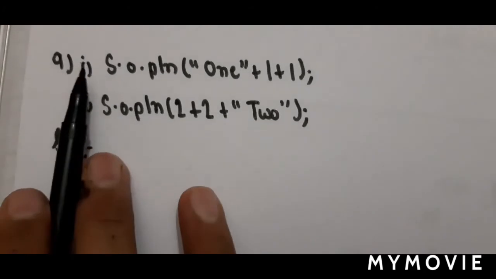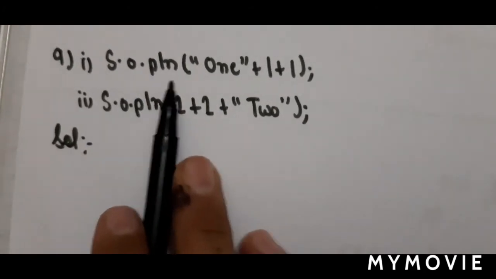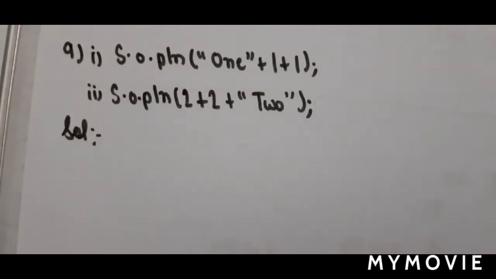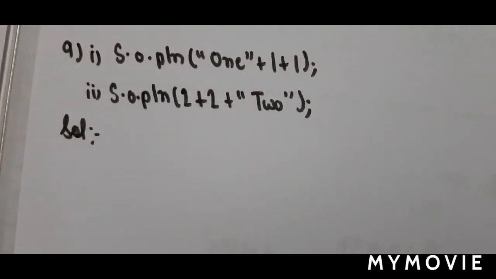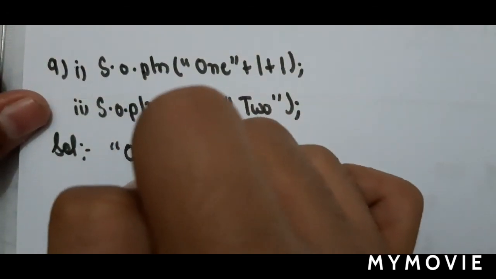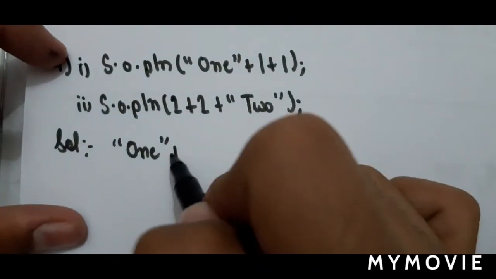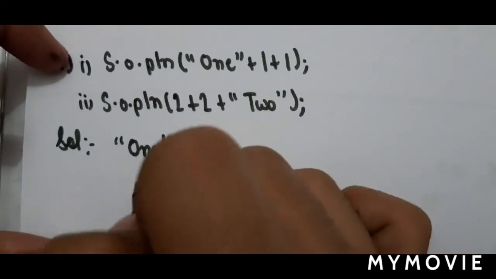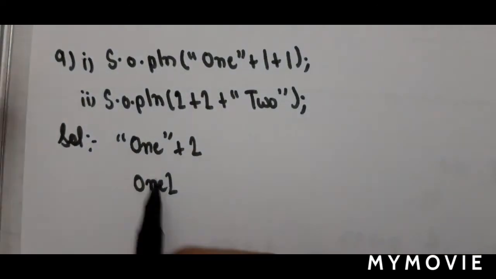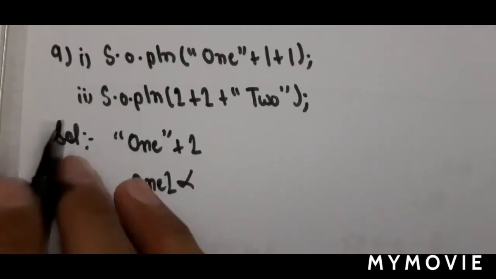Friends, our 9th question is System.out.println of "1" plus 1 plus 1. We should print the output of this. Many of you are thinking that the answer would be 1 and here 1 plus 1 is 2, so the final answer would be 12. But friends, this is not the final answer, this is the wrong answer.